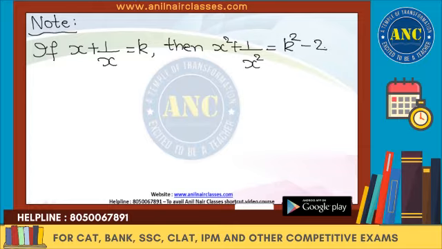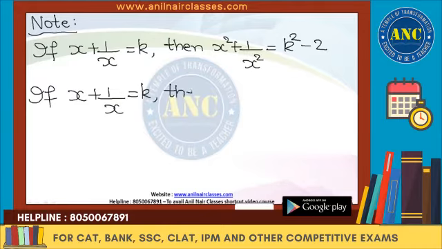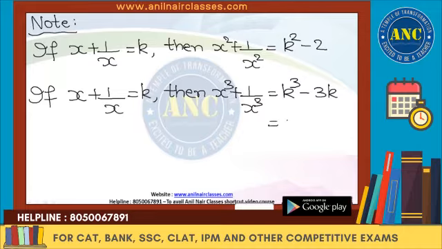We have solved so many questions on this already, and that is not the end of this particular concept. We will solve a few more questions on it in the next few problems. Similarly, the same condition holds good here also. If x plus 1 by x is equal to k, then x cube plus 1 by x cube will be equal to k cube minus 3k, right? It is k cube minus 3k, or if I take k common, it becomes k into k square minus 3.